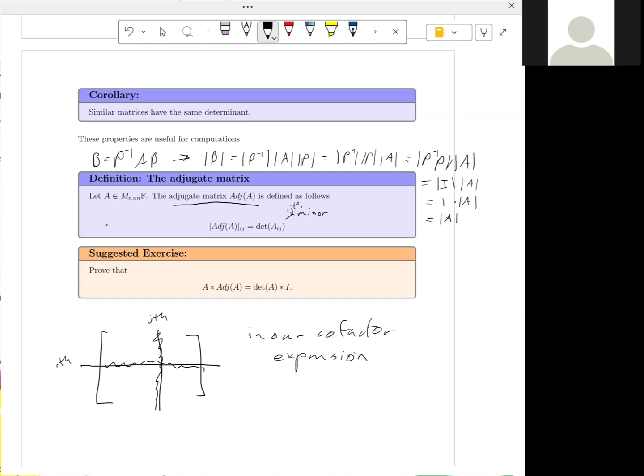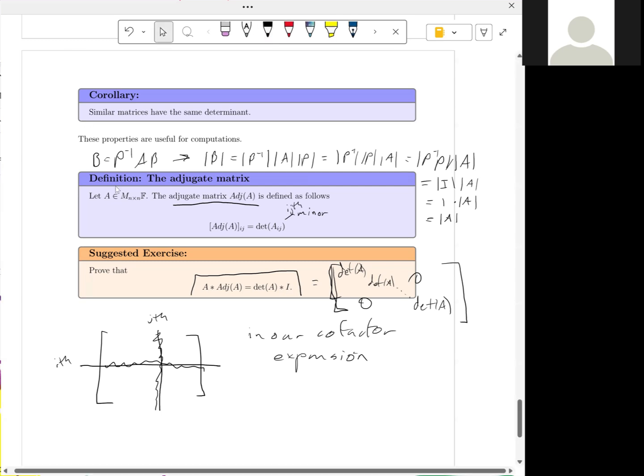Okay. Now, this adjugate matrix is incredibly useful because of the following relationship, which we leave as a suggested exercise. A times the adjugate of A equals the determinant of A times I, which is equal to the matrix with determinant of A on the diagonal and 0 elsewhere. It gives us this matrix. That relationship will be useful down the road.